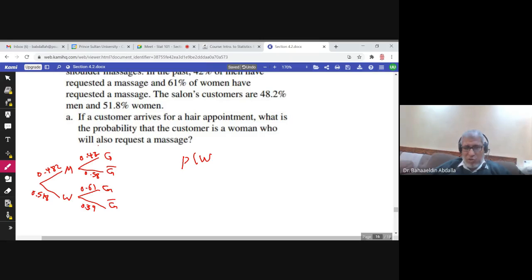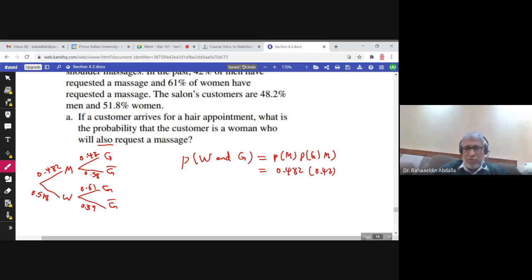who will also request a massage? So women and massage. We can find it from here. It should be the probability of M times the probability of G given M, which is 0.482 times 0.42. So this is the probability of women and G.